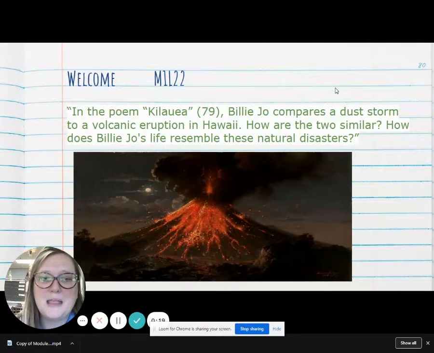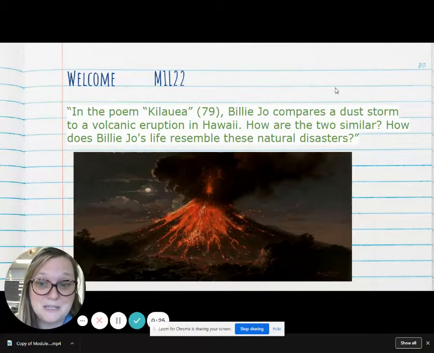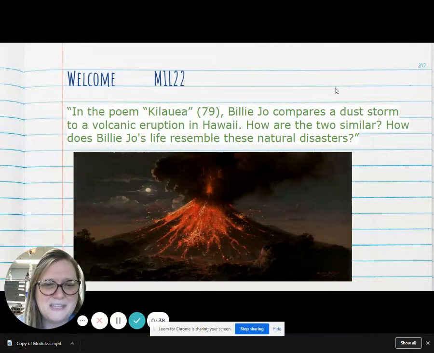Alright, so in the poem Kilauea on page 79, Billy Joe compares a dust storm to a volcanic eruption that happened in Hawaii. How are these two similar? How is the dust storm similar to a volcanic eruption? And how does Billy Joe's life resemble these natural disasters? I want you to pause the video and have some think time and think about those two questions.